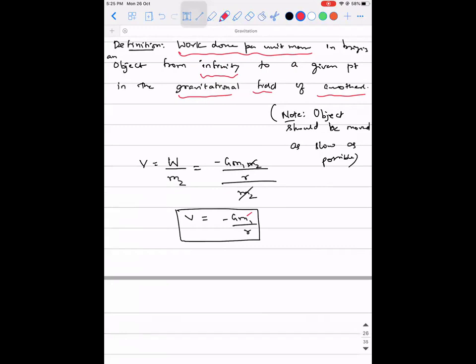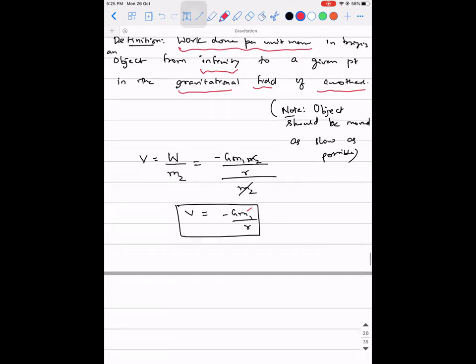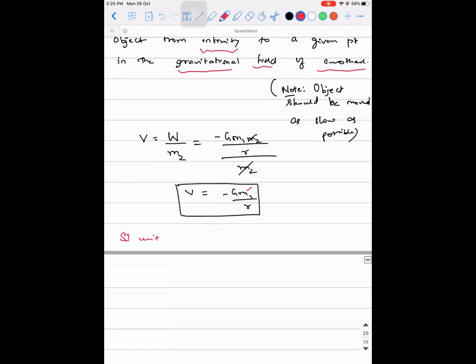Is this the work done by the body which is attracting the other body? Yes, it is the work done by gravitational force, not the external force. Okay, what you told is right. So tell me, what will be the SI unit for this? Work done is measured in joule, mass is measured in kilogram, so joule per kilogram is going to be the SI unit.